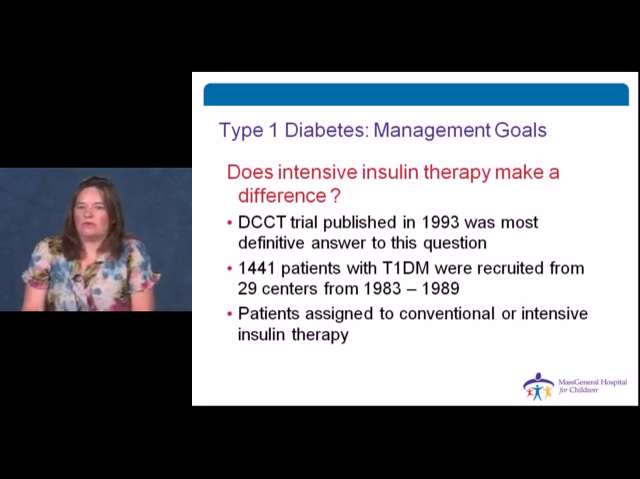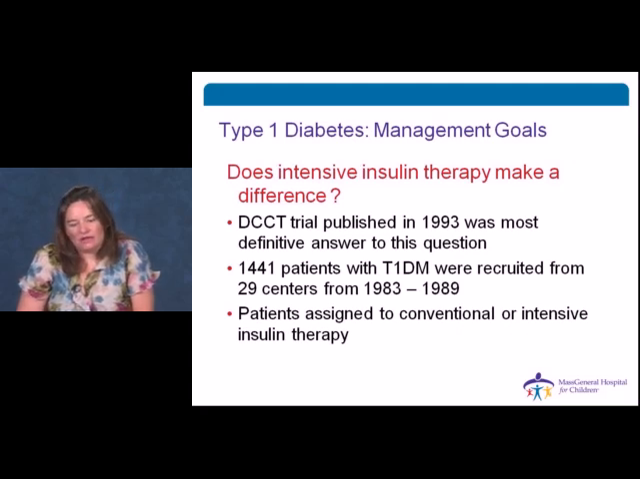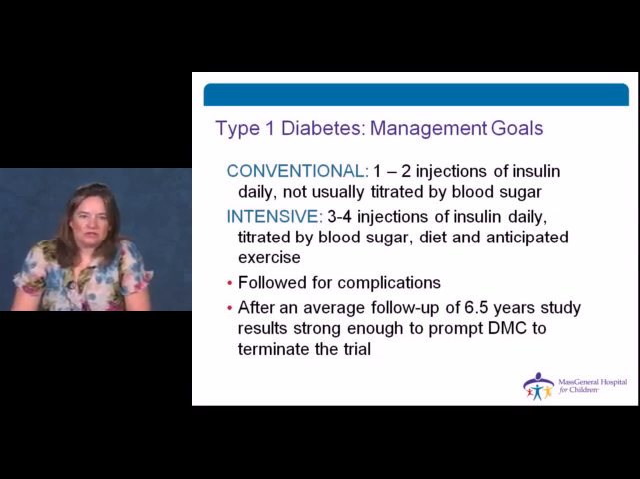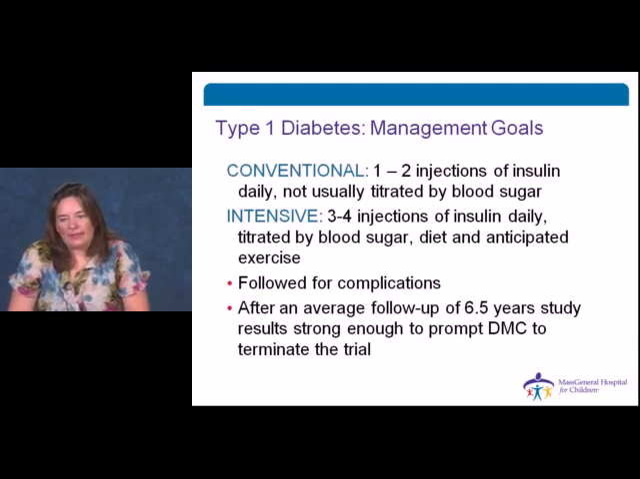1,441 patients were enrolled with type 1 diabetes from 29 centers throughout the late 80s. And the patients were either given the typical regimen that was done in the late 80s or more intensive insulin therapy. The typical regimen, or termed conventional in this trial, was 1 to 2 injections of insulin daily, not usually titrated by blood sugar. You may remember this.